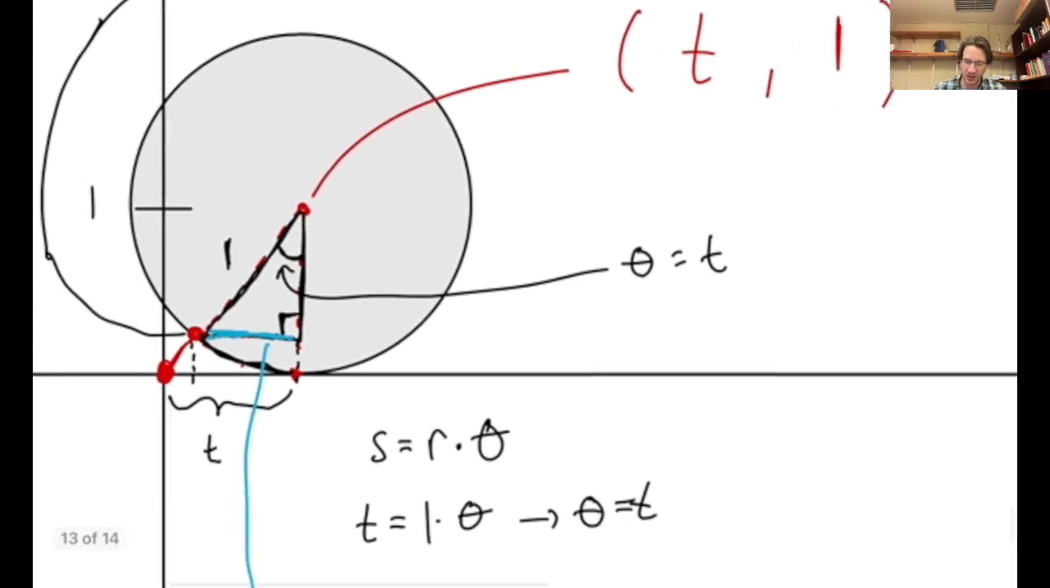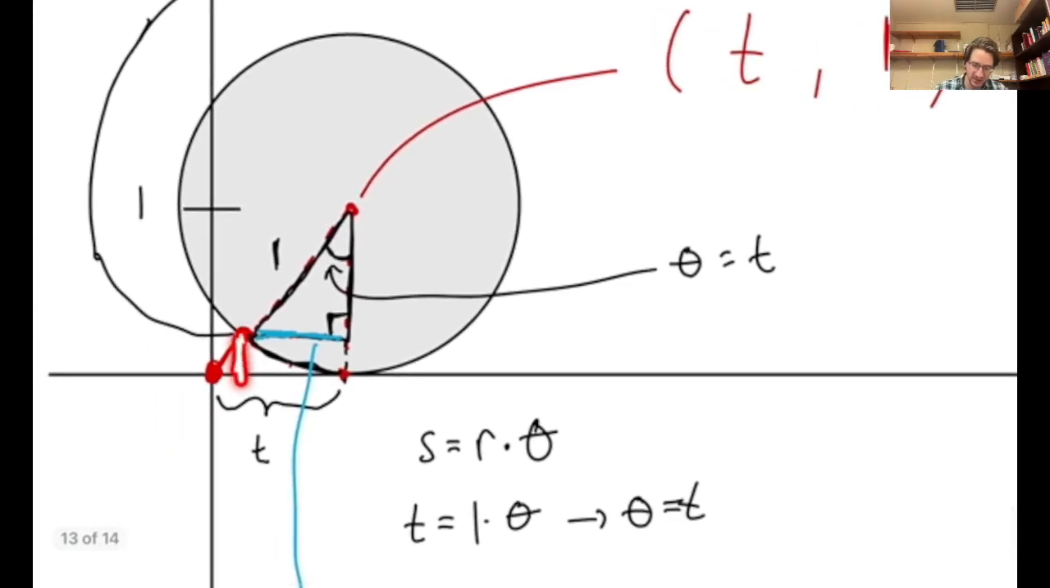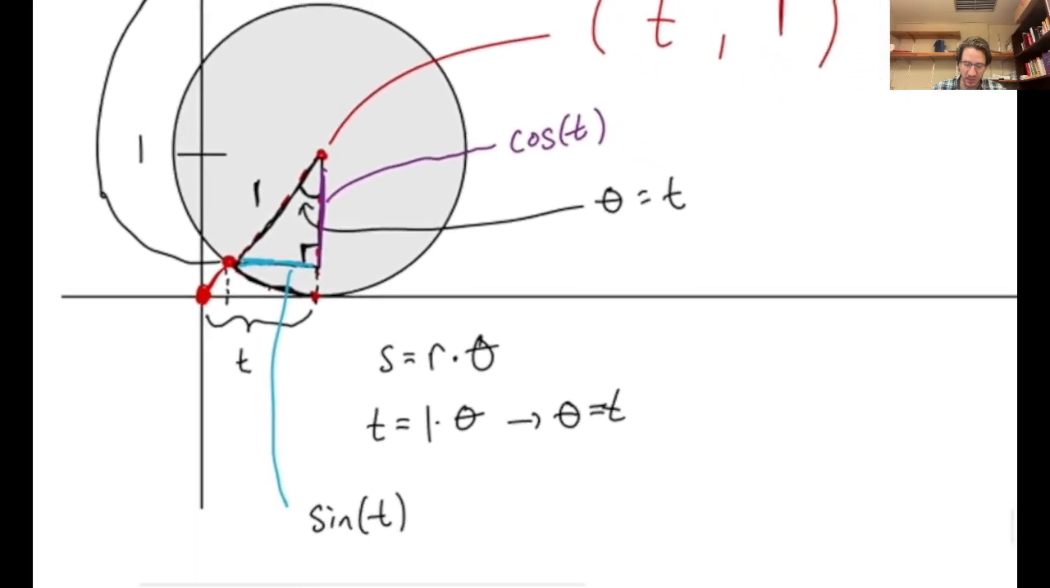What are the coordinates there? Well, this distance is going to be this full distance minus that distance. But what is that distance there? Well, that distance is given by, let's do that in purple, I guess. That leg is the adjacent side length, right? So that's cosine of t over 1. Really cosine of t is that length over 1, which means that length is just cosine of t.